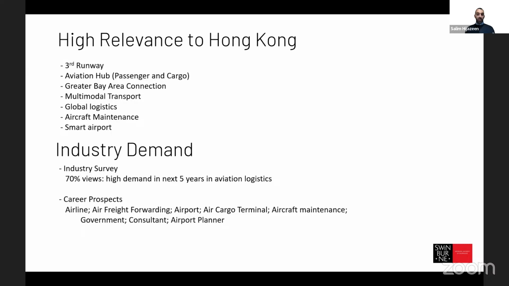And with the introduction of AAMs in the future, and also the element of hydrogen coming in the future, and I believe it's starting to pick up in Hong Kong for the ground services equipment, basically the equipment used to service aircraft. So there's a lot happening in that space, and of course, aircraft maintenance will also always be required to ensure safety and the industry demand.